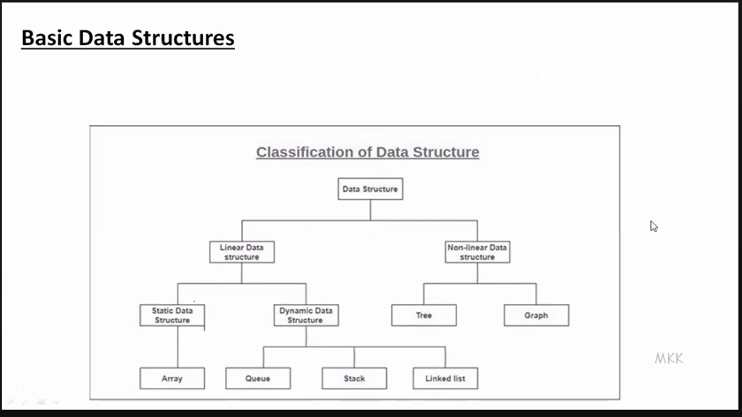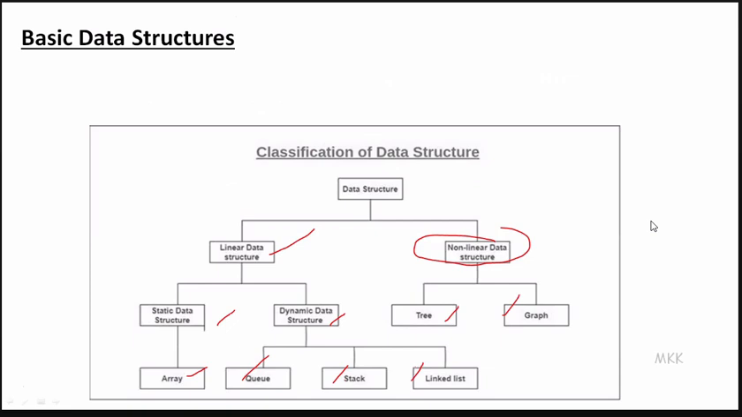So coming here, the basic data structures: the classification of data structures. If you see the classification, data structures are classified into two types. One is linear data structures, which you people know better, and another one is non-linear data structures. Linear data structures include static structure and dynamic data structure. And the best examples of non-linear data structures are tree and graph. And for the linear, array, queue, stack, linked list, all these are linear data structures.